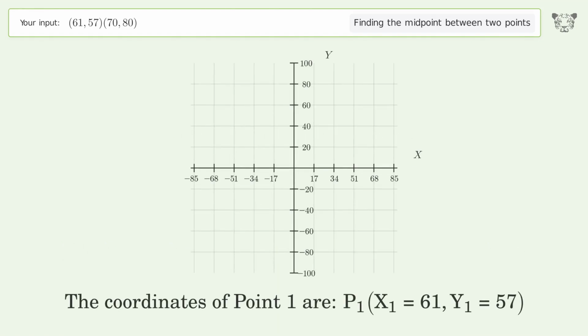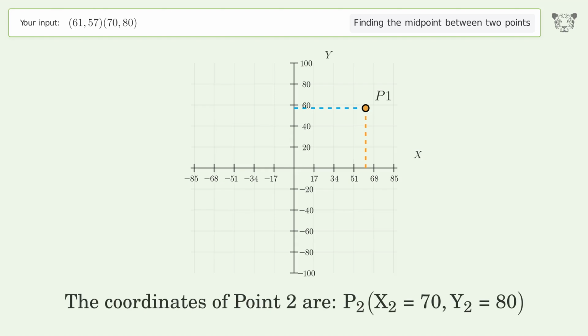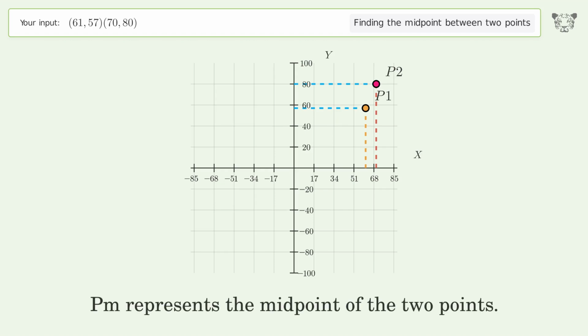The coordinates of point 1 are, x1 equals 61, y1 equals 57. The coordinates of point 2 are, x2 equals 70, y2 equals 80. PM represents the midpoint of the 2 points.